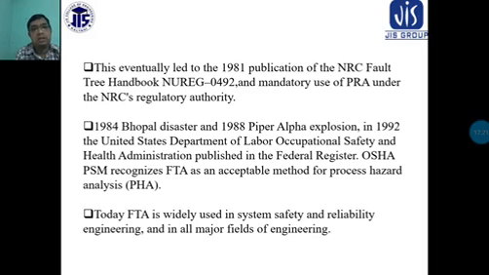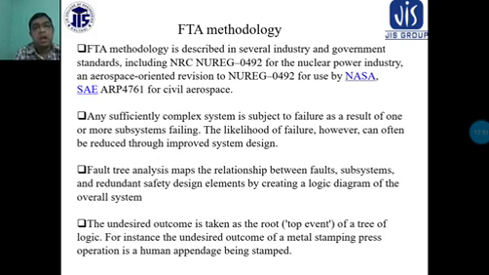Today fault tree analysis is widely used in system safety and reliability engineering, and in all major fields of engineering fault tree analysis is required. This is the history of fault tree analysis. It was introduced in different types of industry, like the production industry, the hazardous environment industry, pharmaceutical and chemical industries, and all of these come into fault tree analysis. And this is the fault tree analysis methodology.